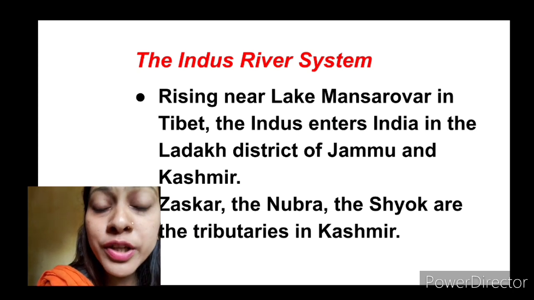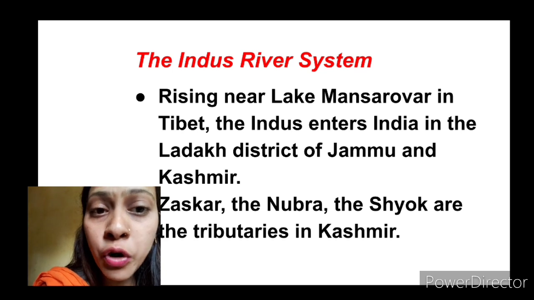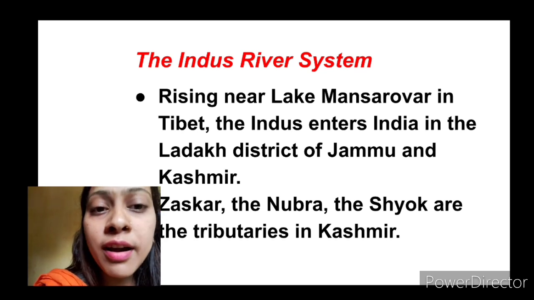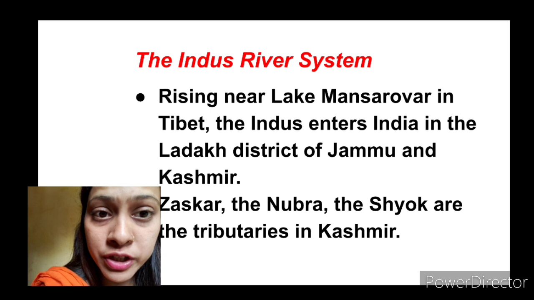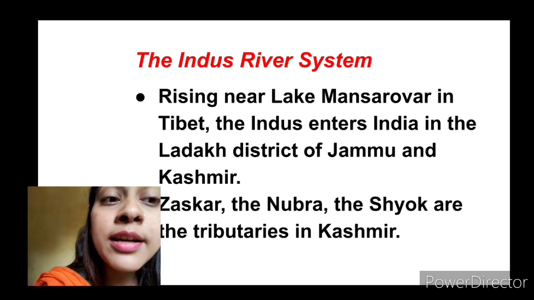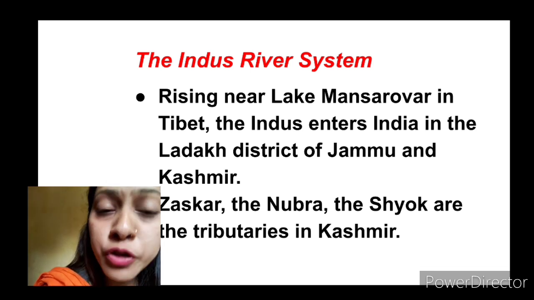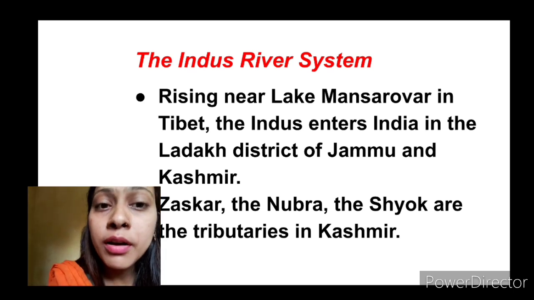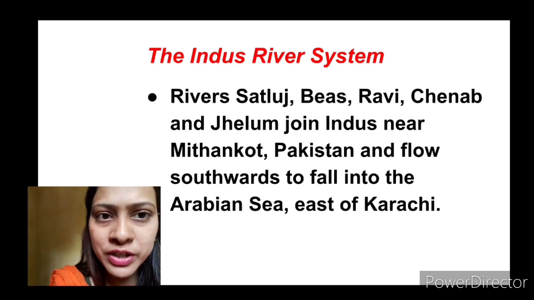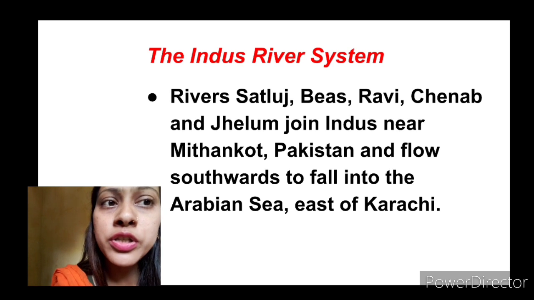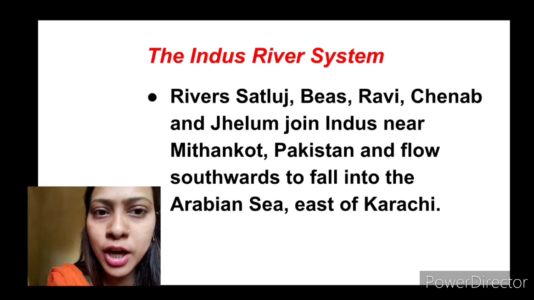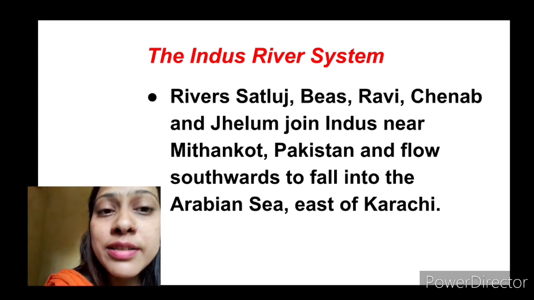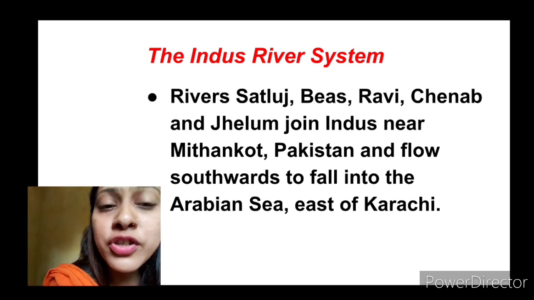Then there are some tributaries in Jammu and Kashmir that join the Indus River. These include Jaskar, Nubra and Shyok, which join the Indus in the Kashmir region. The next rivers, Satluj, Bees, Ravi, Chenab and Jhelum, join the Indus near Mithankot.